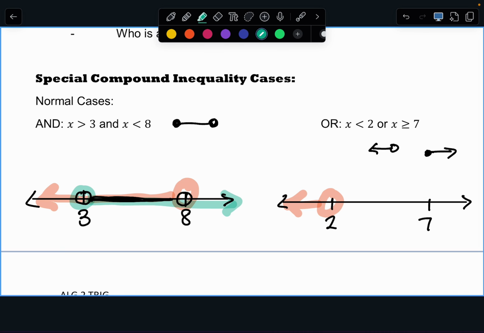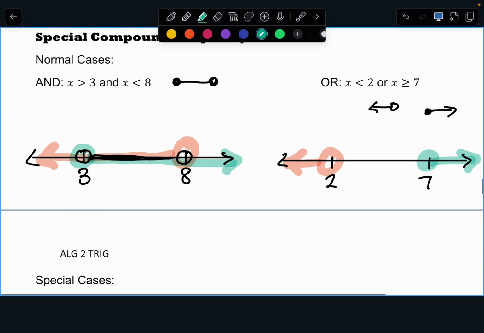If I ever go too fast, slow me down, because I know you are switching between colors and I'm just pressing buttons. So x is greater than or equal to 7. Open or closed? Closed. Right or left? Right. And if you remember, our solution set here is either color. So this orange part is part of our solution, and the 7 and up is part of our solution. We take either or. We only care about one color. And that's in general what it looked like.